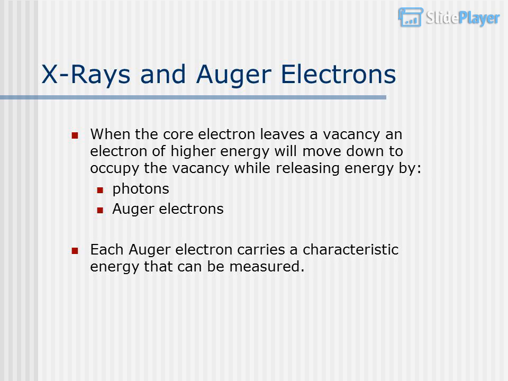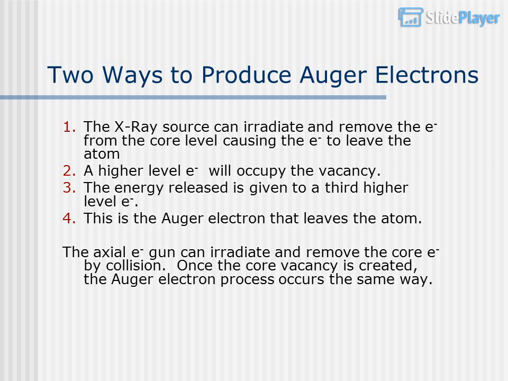X-rays and Auger electrons. When the core electron leaves a vacancy, an electron of higher energy will move down to occupy the vacancy while releasing energy by photons. Auger electrons. Each Auger electron carries a characteristic energy that can be measured. Two ways to produce Auger electrons.